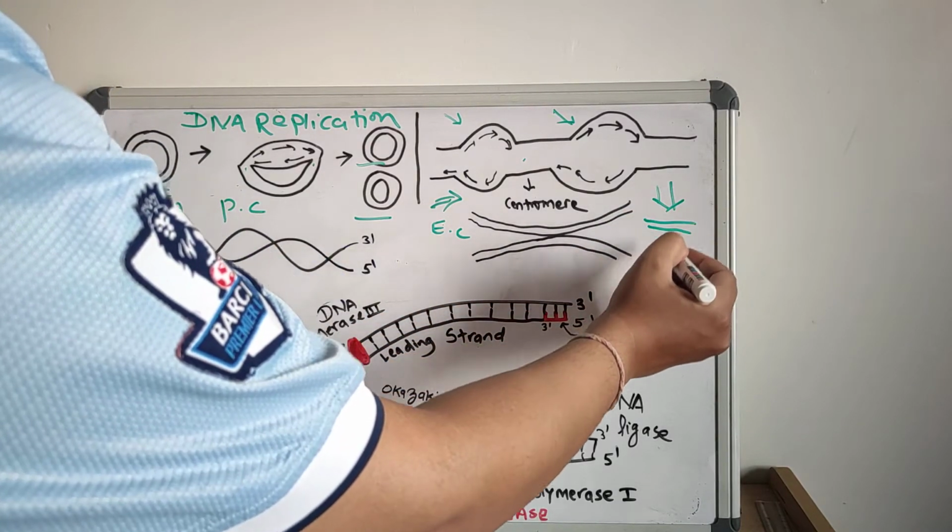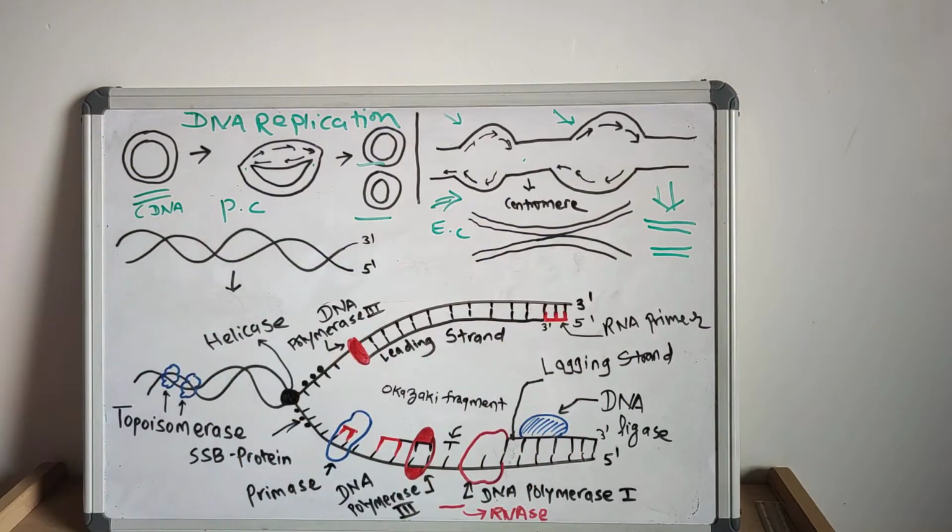This is one, this is two: two identical molecules of double-stranded DNA, known as sister chromatids. DNA replication occurs in the nucleus.